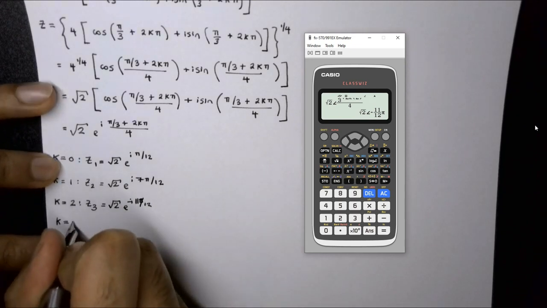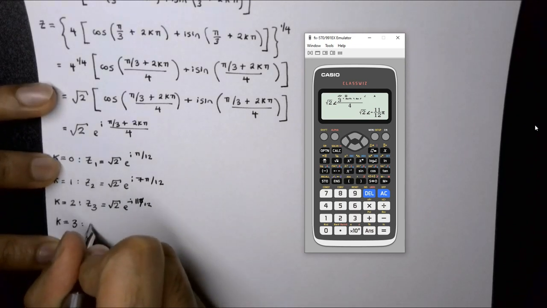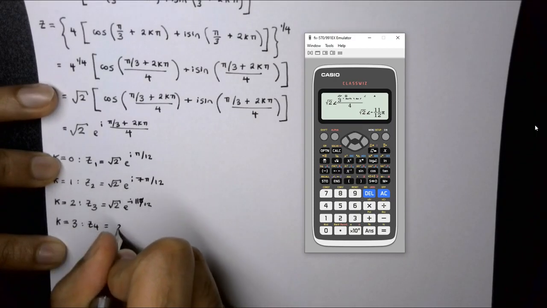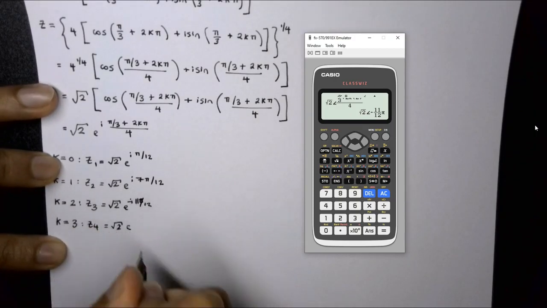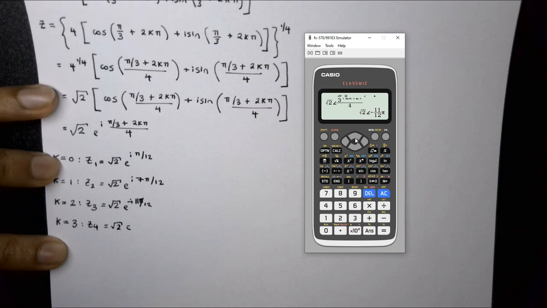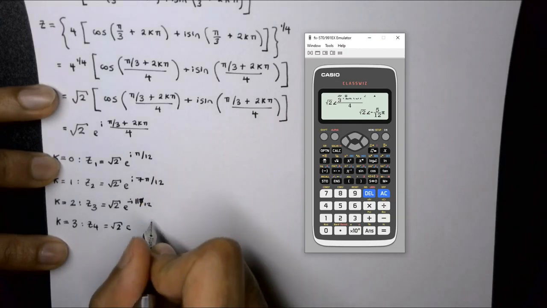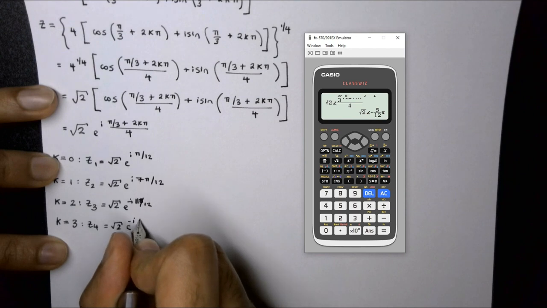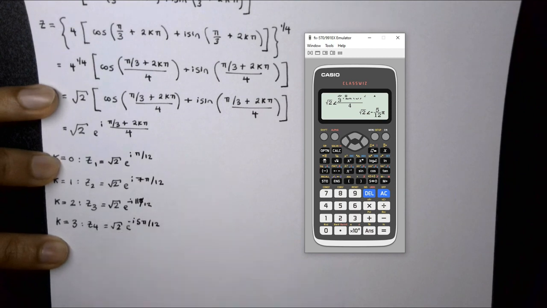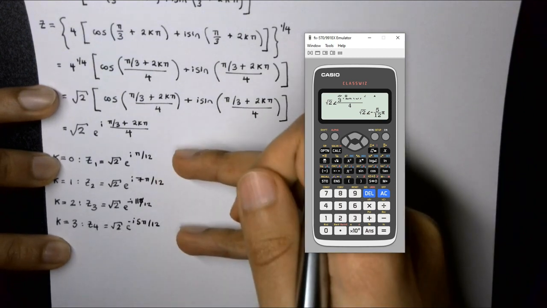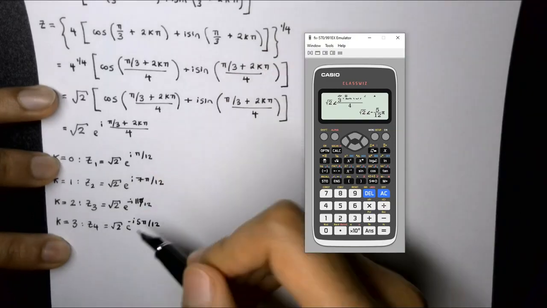And finally, when k is equal to 3, z4, our fourth root, is equal to root 2 times e to the i, and if we change this to a 3, we get minus 5 pi over 12. So here we have minus i times 5 pi over 12. So these are our four roots over here.